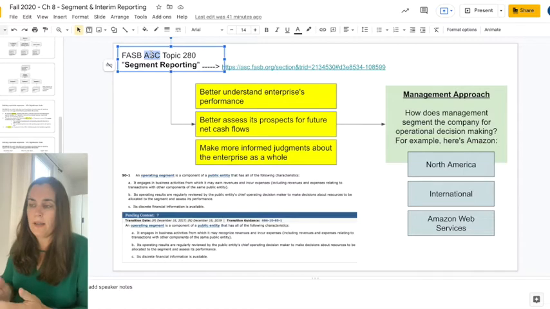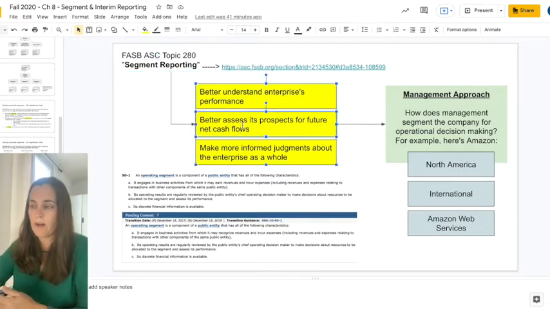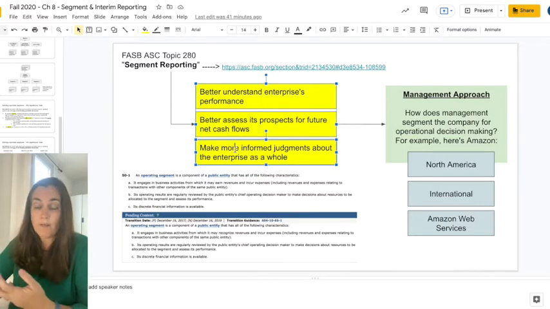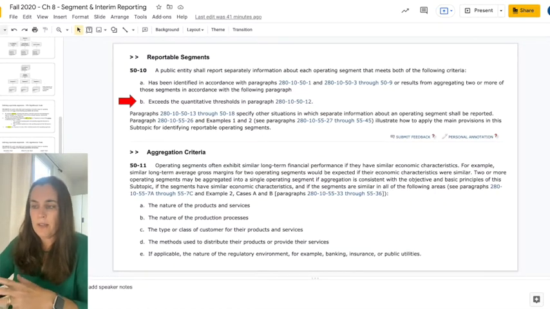Now, the goal here is in the yellow boxes on the screen. We want to better understand the enterprise's performance. We want to better assess its prospects for future net cash flows, and we want to make more informed judgments about the enterprise as a whole. So this is the rationale behind GAAP. Why do these rules and guidance even exist? There are a couple of slides in your slide deck that have actual examples of the GAAP language. So I encourage you to take your time, look at the slides, and get a sense for what is driving these rules and guidance.